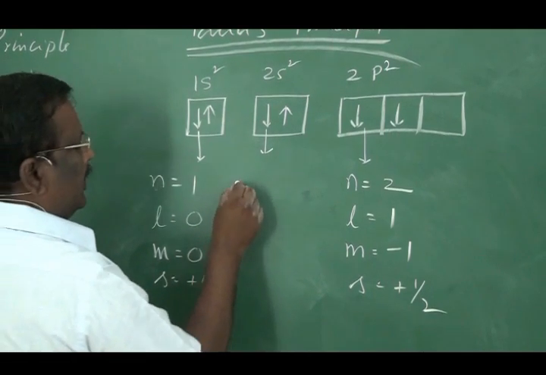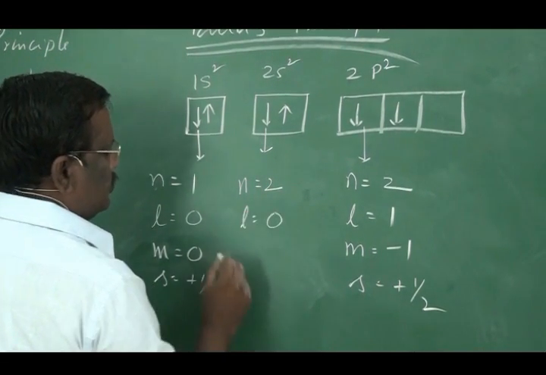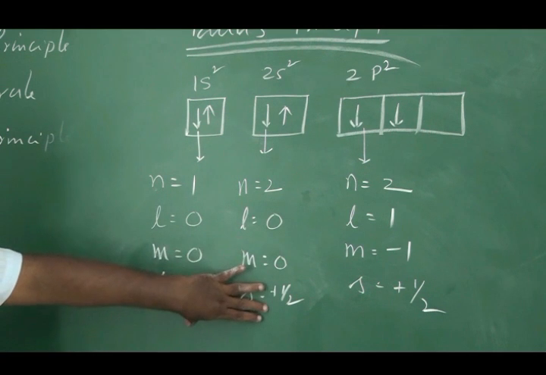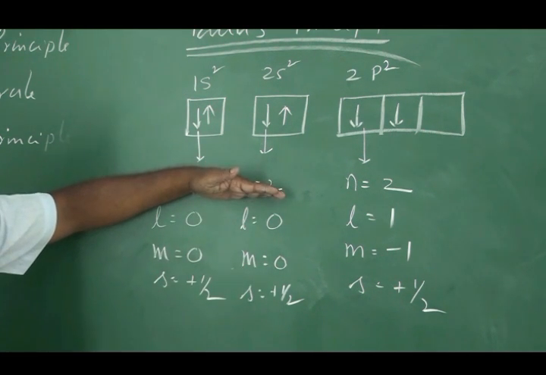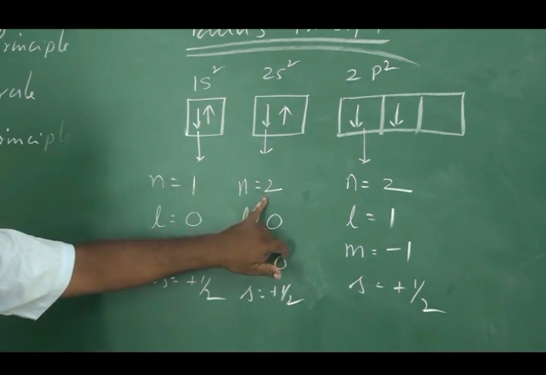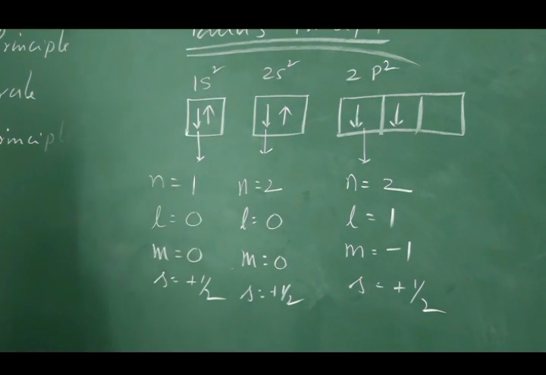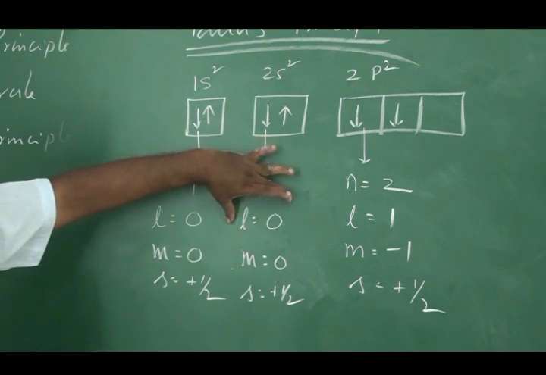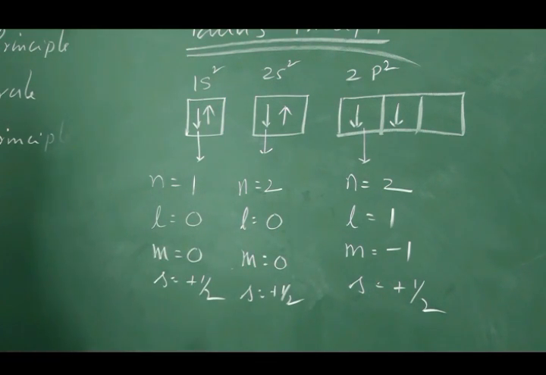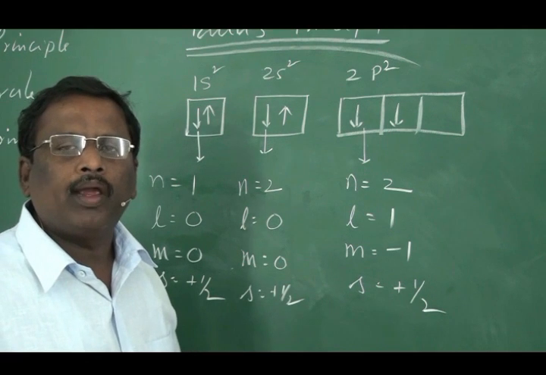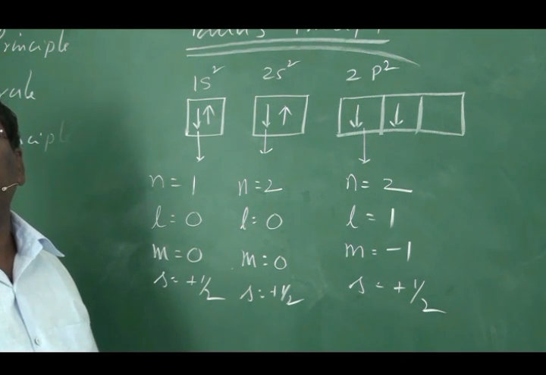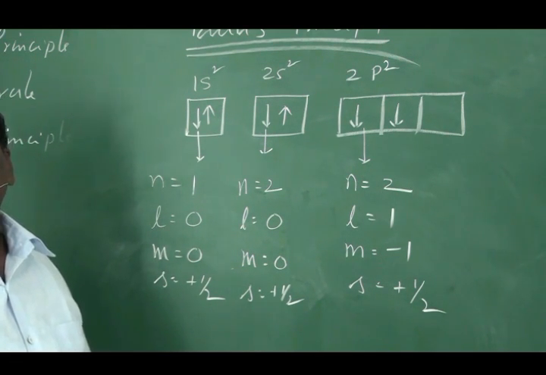Let us write for this electron, n is equal to 2, l is equal to 0, m is equal to 0, s is equal to 1/2. So if you compare these 2 electrons, l value is same, m value is same, s value is same, but n value for this electron is 1 and for this electron it is 2. You may compare any 2 electrons of an atom. They will have a specific set of 4 quantum values and no 2 electrons will have same set of 4 quantum values. No 2 electrons in an atom will have same set of 4 quantum values. This is Pauli's exclusion principle.